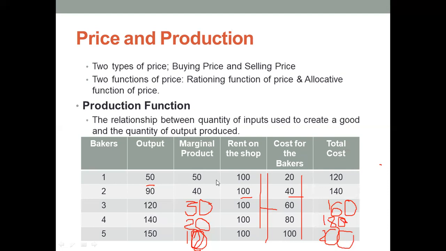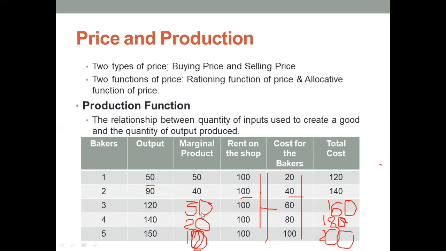So, 50 na siya kasi from 0, walang production, to 50. Then, naman 40. 90 minus 50, 40. Naman. Kasi siyempre, yung duwa na, ang baker, sige 90. So, ibig sabihin, pilang nadugang from the 50? It's 40. Isang naging tatlo, 120 ang na-produce, minus mo sa 90, that's 30. 140 minus 120, that's 20. 150 minus 140, that's 10. If you notice sa marginal product, naganubo ang cost.